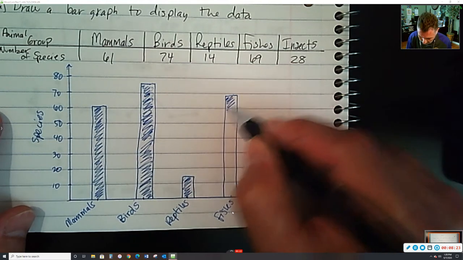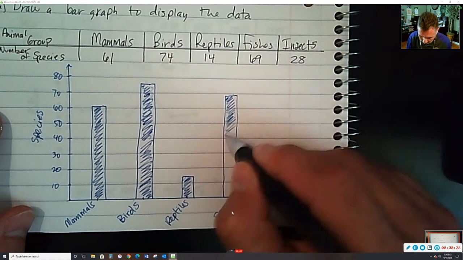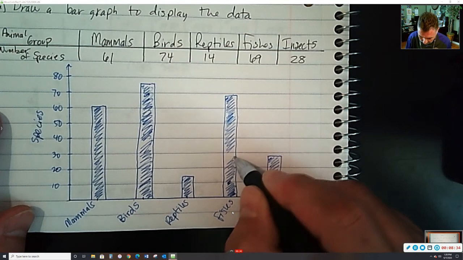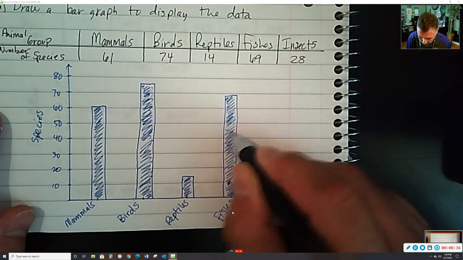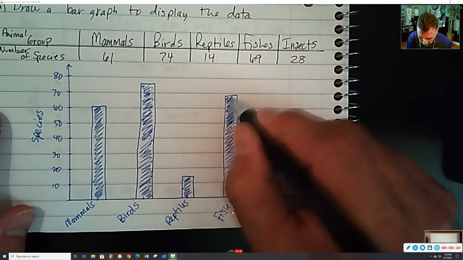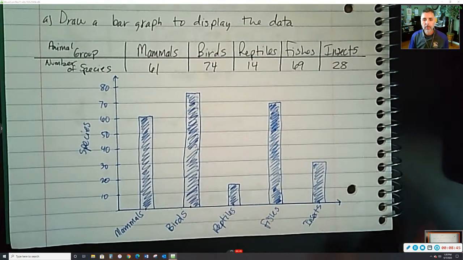And then again, that would be it. So the next step would be to answer different questions. Which species do we have the least of? Which animal group do we have the most species of? You know, just different questions like that based on the graph. So there's the final product.